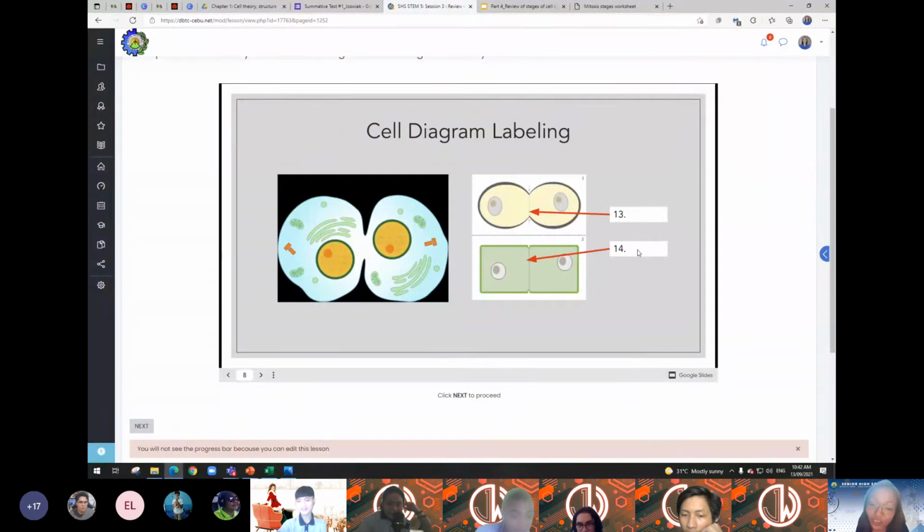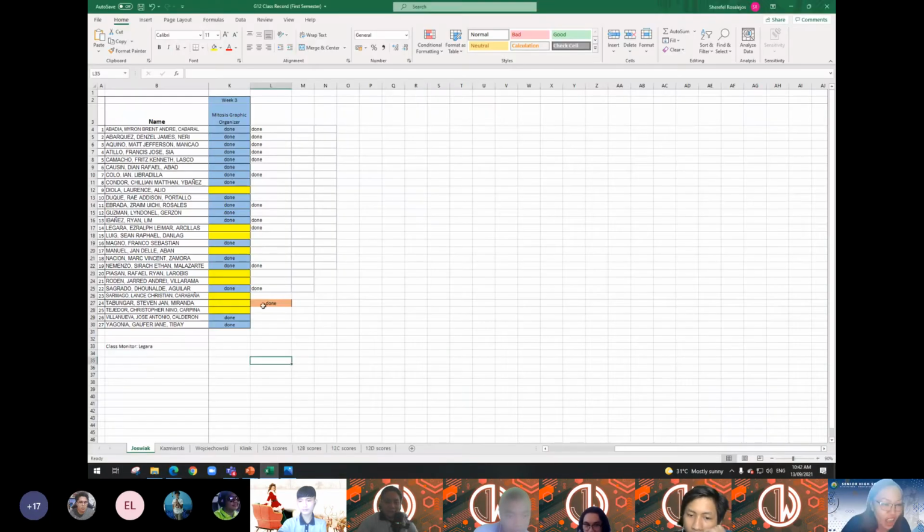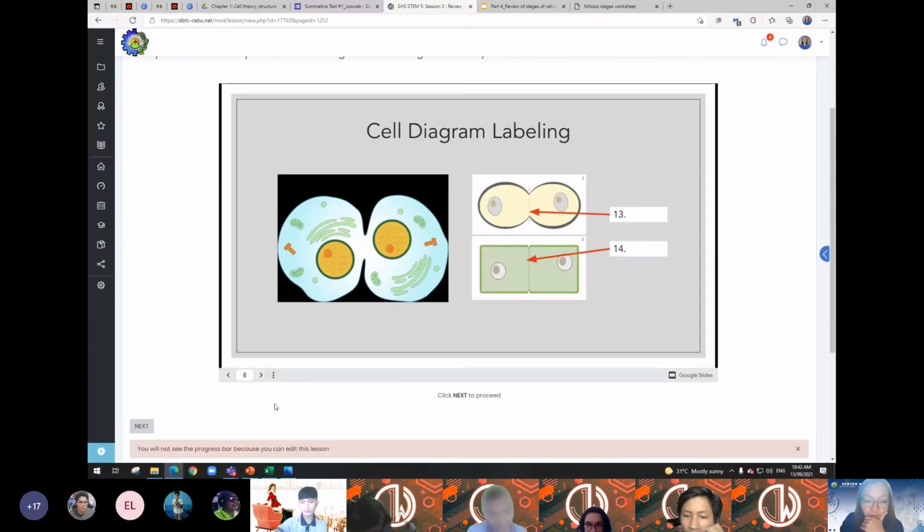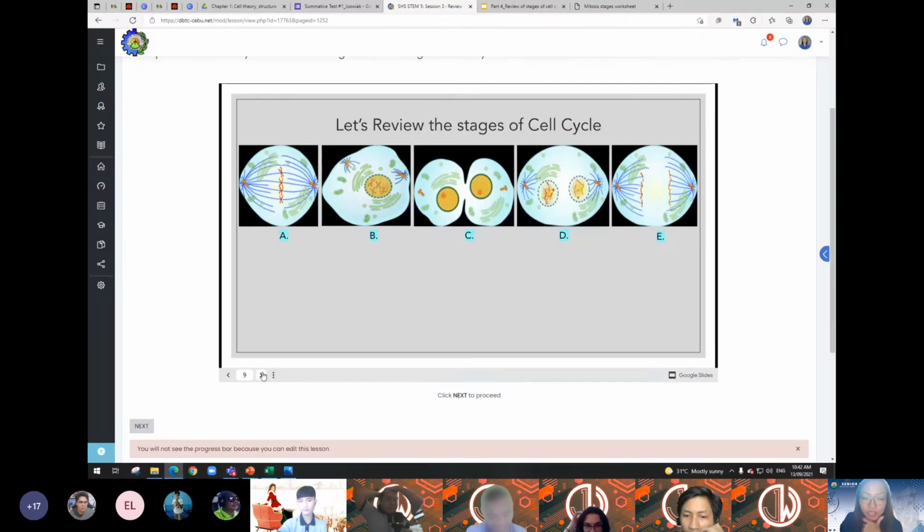Cleavage furrow. In the plant cell, remember, it is the cell plate. Remember, class: in an animal cell, it is the cleavage furrow. In a plant cell, that is the cell plate. Okay.